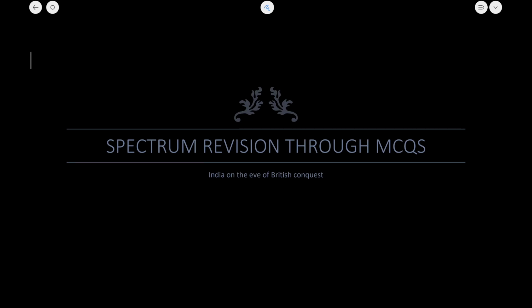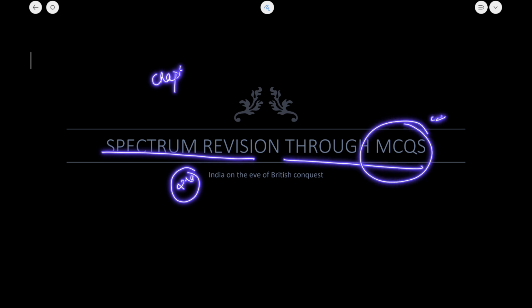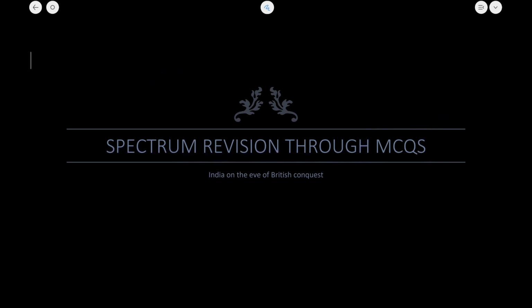So today we are going to start the second chapter of our chapter wise Spectrum revision series through MCQs. Now all of the MCQs that have been prepared in this chapter are taken from the second chapter, that is India on the eve of British conquest. Okay, now if I talk about the first chapter, the video is already uploaded on the channel. The link to that video will be available in the description of this video.